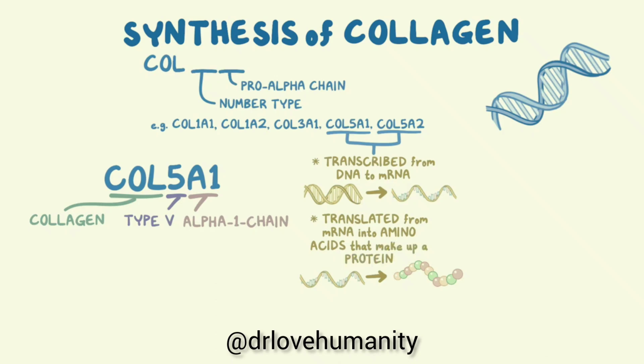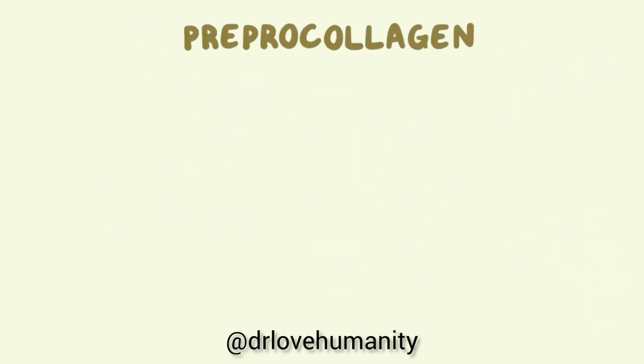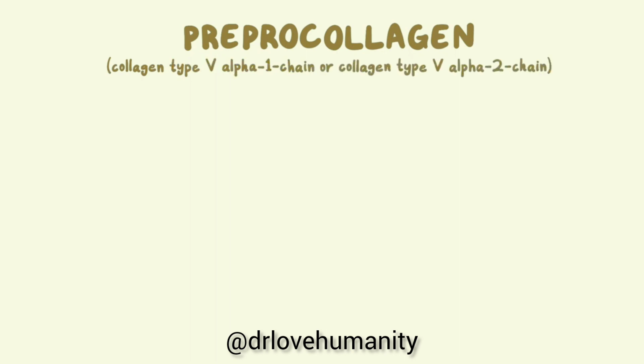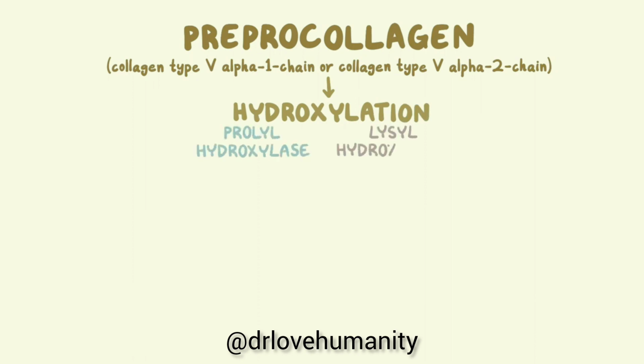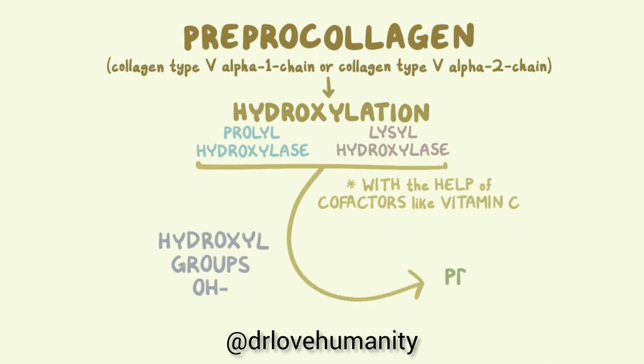This process happens many times over. Now, this string of amino acids consists mostly of glycine and 2 other random amino acids, usually proline and lysine, that repeat over and over as amino acid triplets. Ultimately, this peptide forms what's called pre-pro-collagen, which can be a collagen type 5 alpha 1 chain or a collagen type 5 alpha 2 chain, depending on the gene that encodes the protein. Next, pre-pro-collagen undergoes hydroxylation, which is where 2 enzymes called prolyl hydroxylase and lysyl hydroxylase, with the help of many cofactors like vitamin C, add hydroxyl groups onto proline and lysine.